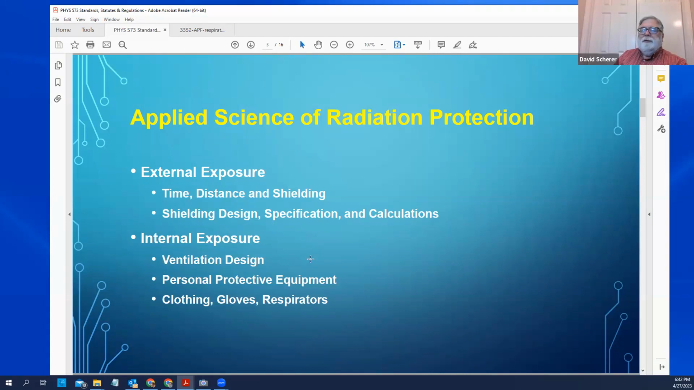The first method that we choose for managing internal exposure is by engineering design. We design ventilation systems to limit exposure. That's preferred over procedural or practice limitations and over use of PPE.